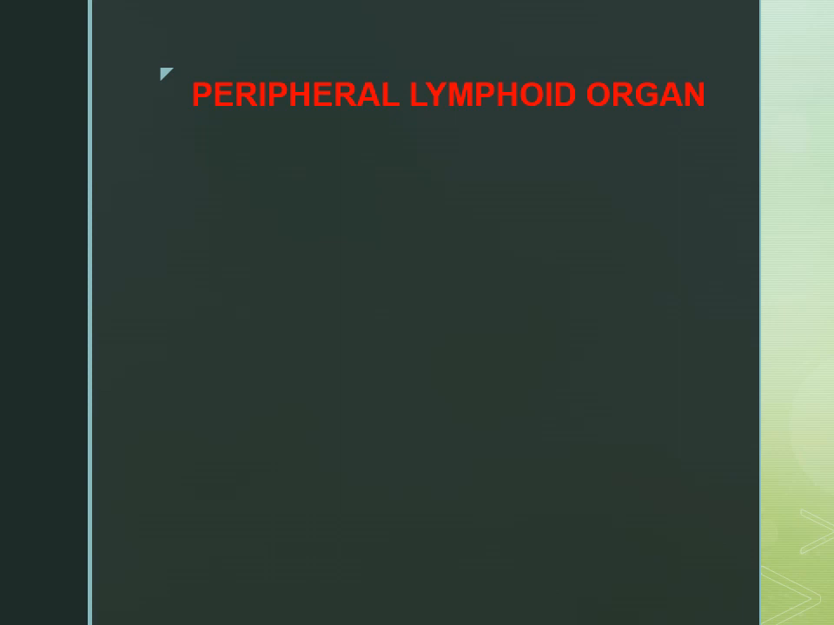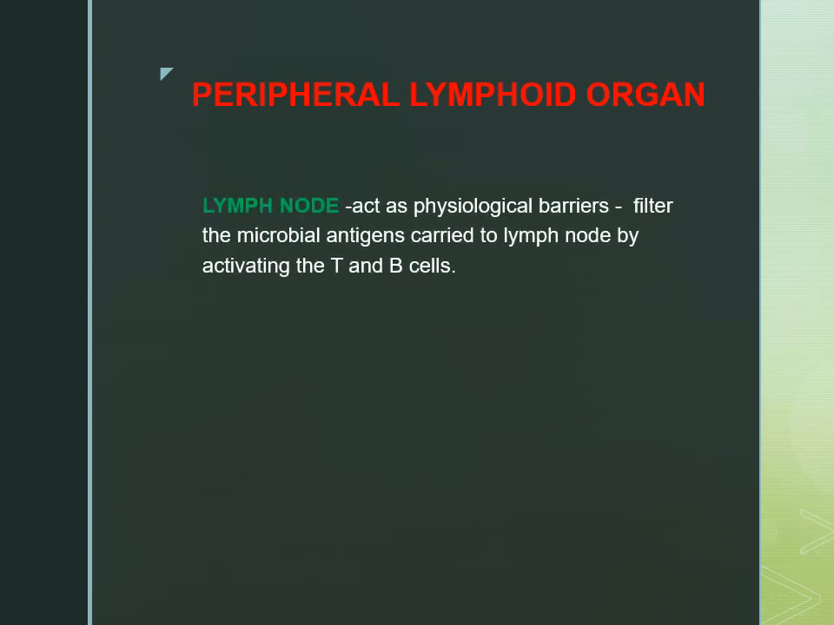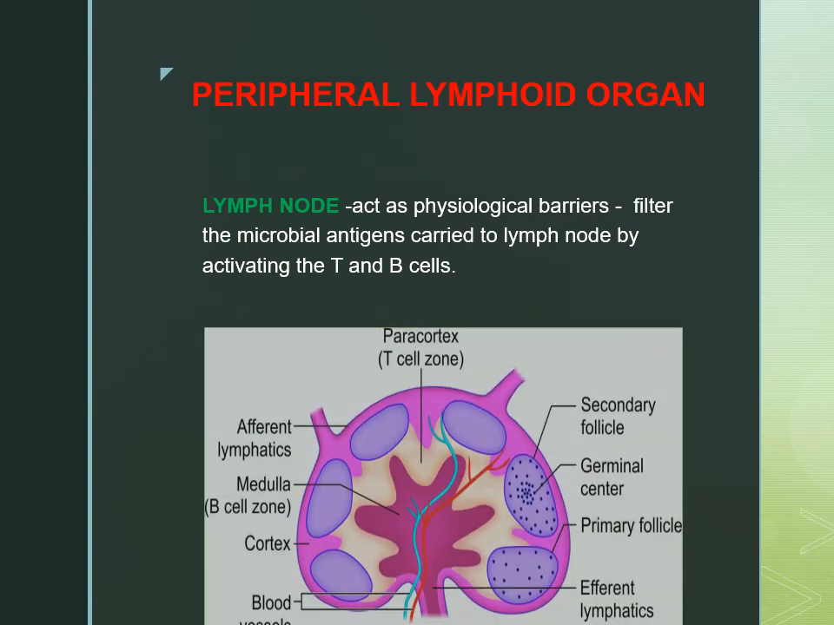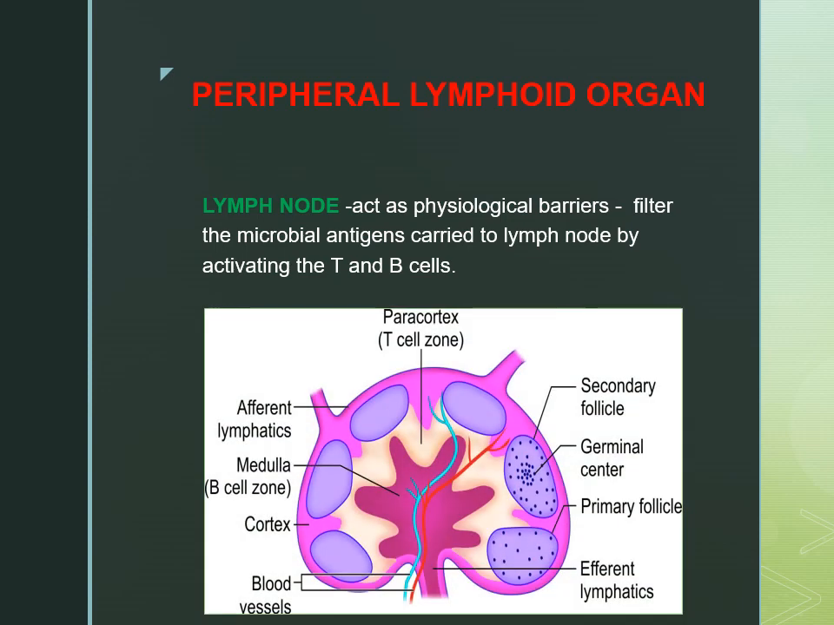Now we come to the peripheral lymphoid organs. Among the peripheral lymphoid organs, we have the lymph node, we have the spleen, and we have mucosa associated lymphoid tissue. When we say lymph node, they are bean shaped nodes, and they act as a physiological barrier. Whenever a microbial antigen comes, it is carried to the lymph node by the activating T cell and B cell.